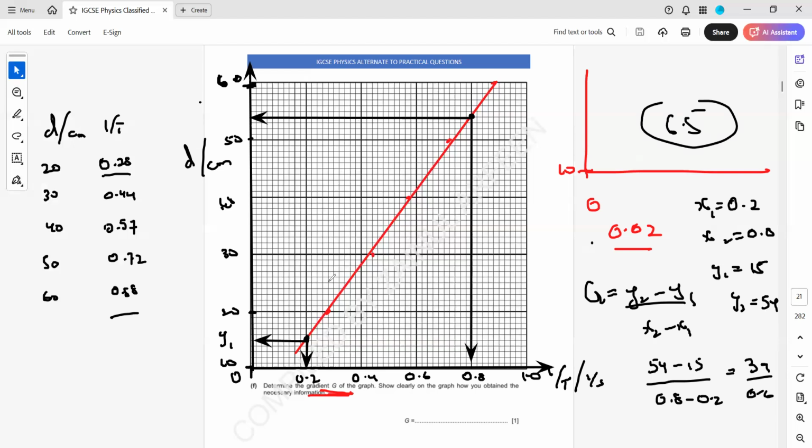How to find a gradient? Take any 2 points on the line. The first point on the x-axis is called x1, the second point on the x-axis is called x2. The same way, the first point on the y-axis is called y1, and the second point on the y-axis is called y2. So what are the values of x1, y1, x2, y2? And finding the gradient, 6.5, just 6.5. Then the unit will be there, but we just need the number. We will write the unit.